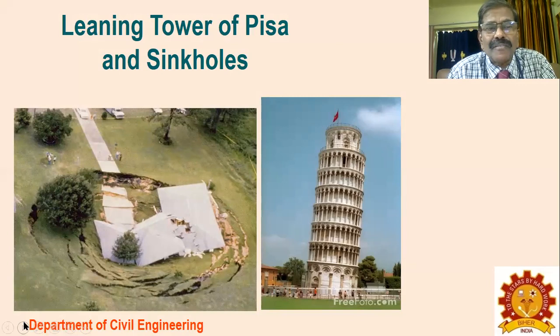Now, the leaning tower of Pisa and the sinkholes, these are all some of the aspects we will come across. The soil moves at the tower of Pisa and makes the tower tilt more than 2 to 3 degrees out of the plumb, and the sinkholes are because of the liquefaction of the soil.